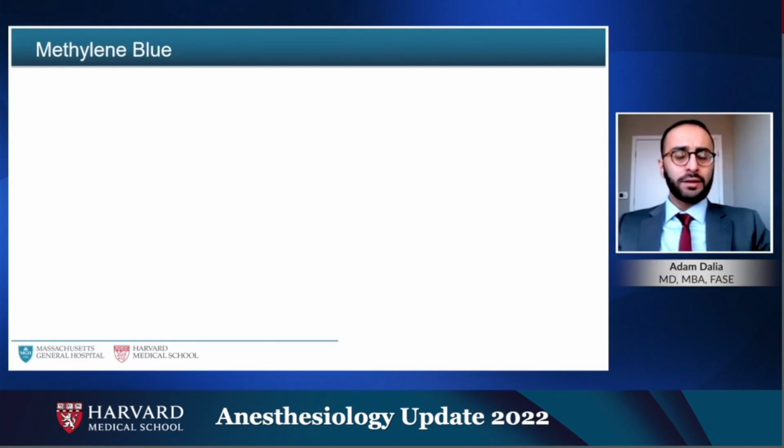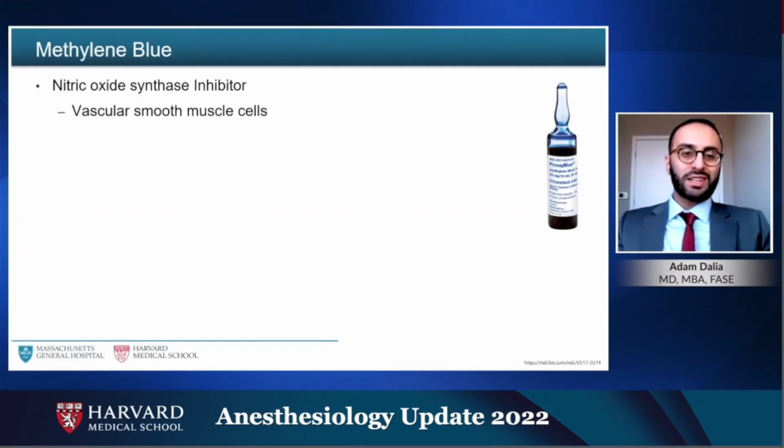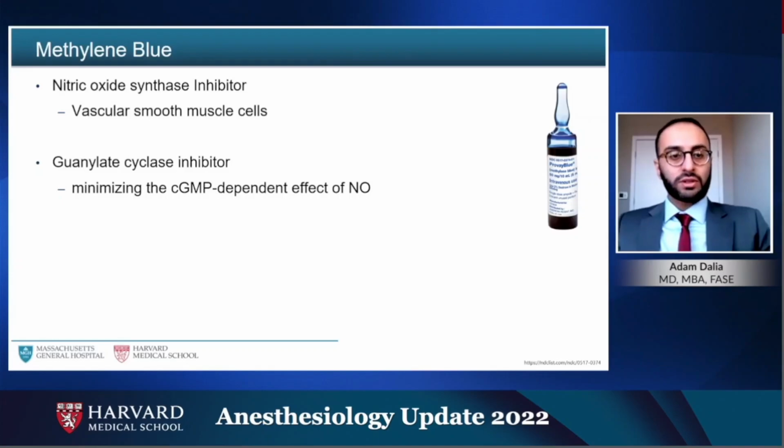So moving on, what's something that we don't normally think about for blood pressure outside of vasopressin? Well, methylene blue. Methylene blue, or also the name brand Blue, is a nitric oxide synthase inhibitor. It works on the vascular smooth muscle cells. It also works as a guanylate cyclase inhibitor, so it minimizes the cyclic GMP-dependent effect of nitric oxide.